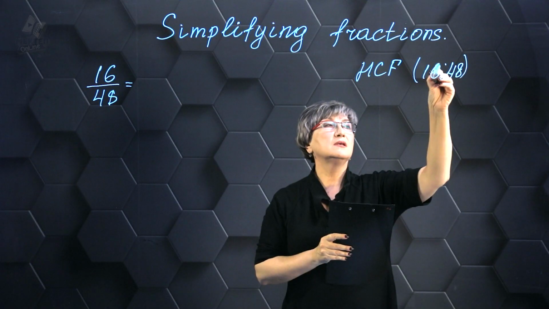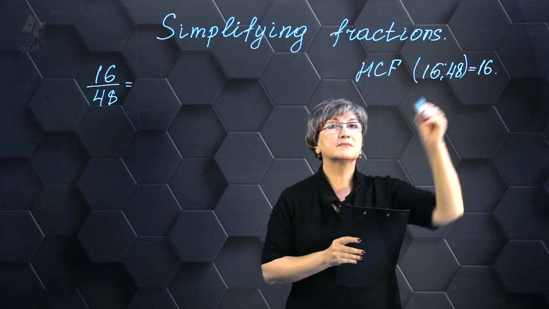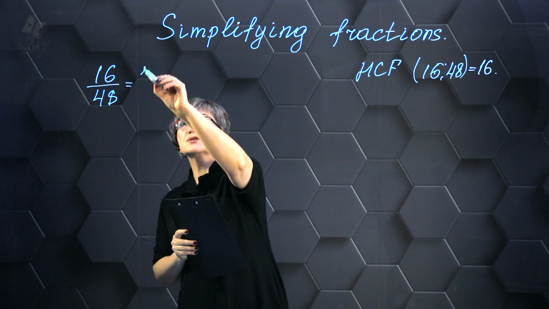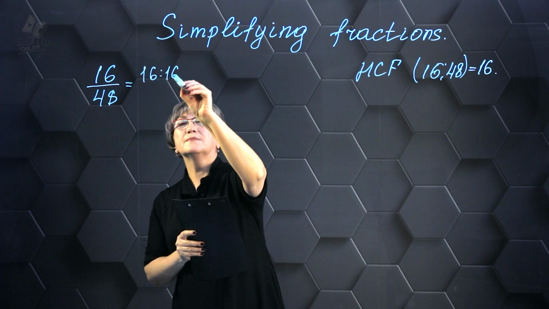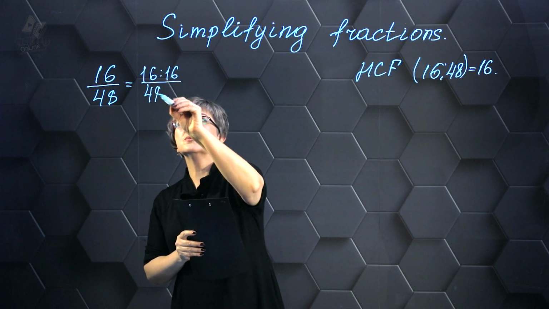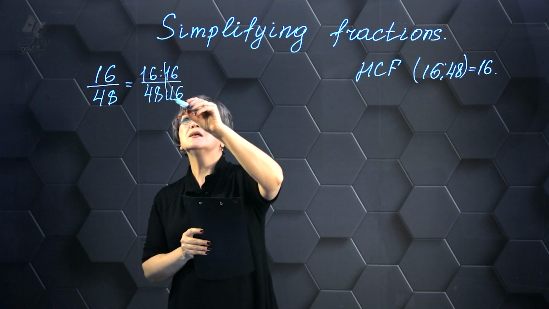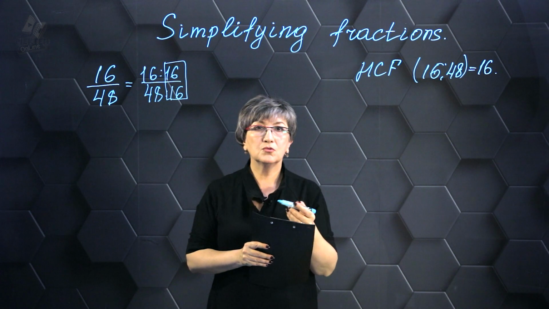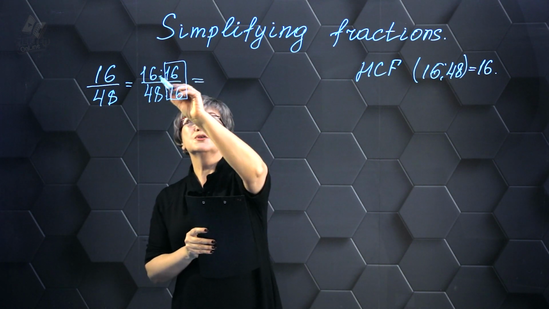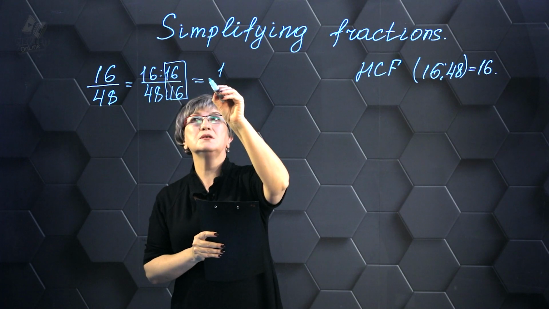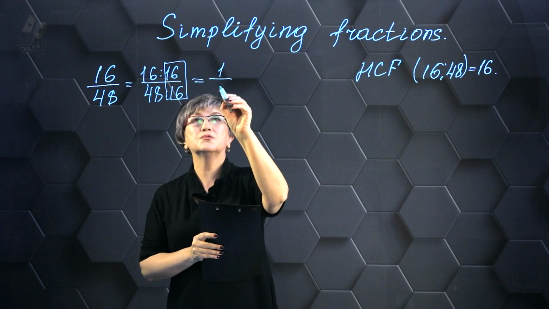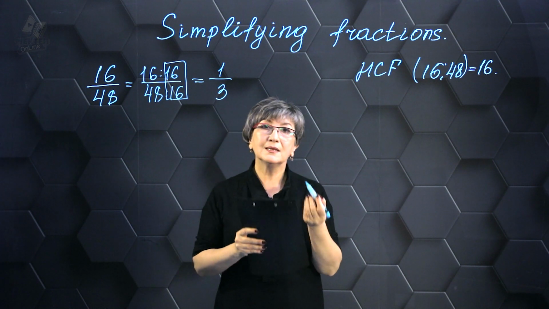For example, in this case, the greatest common divisor of the numbers 16 and 48 is 16. Then I can divide 16 by 16, and I can divide 48 by 16 as well. This allows me to calculate the quotients and obtain the result. It is very important that when dividing the numerator and denominator, you use the identical number. Then 16 divided by 16 equals 1, 48 divided by 16 equals 3, and it turned out that the fraction is 1/3.